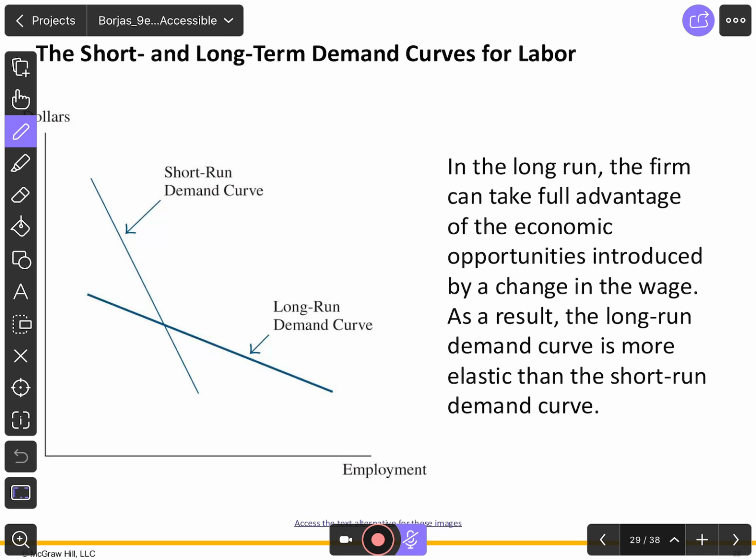Short and long run demand curves, whether short or long term, have the same y and x axis. We're talking about price, the dollars, and employment. As you can see here, in the short run we have a steeper demand curve as compared to the long run, where we have a relatively flatter curve. In the long run, a firm has more opportunities in response to a change in the wage rate. So the wage rate is more flexible in the long run as compared to the short run.